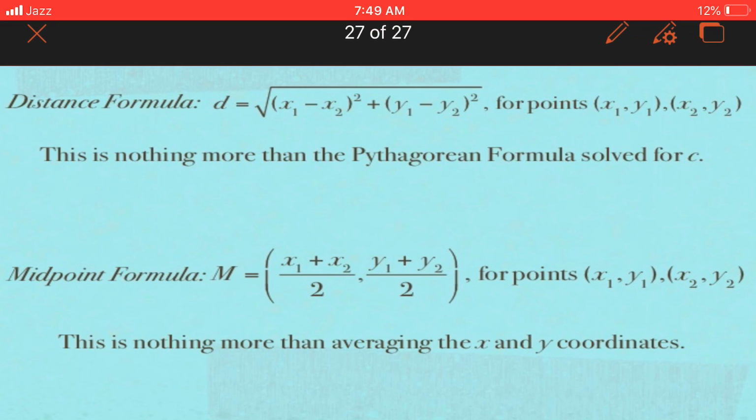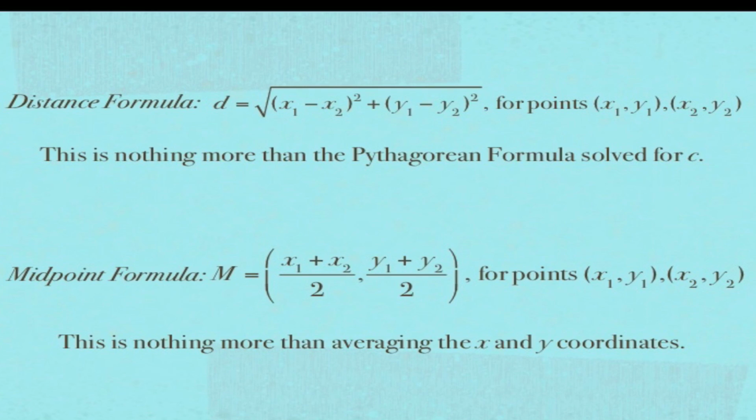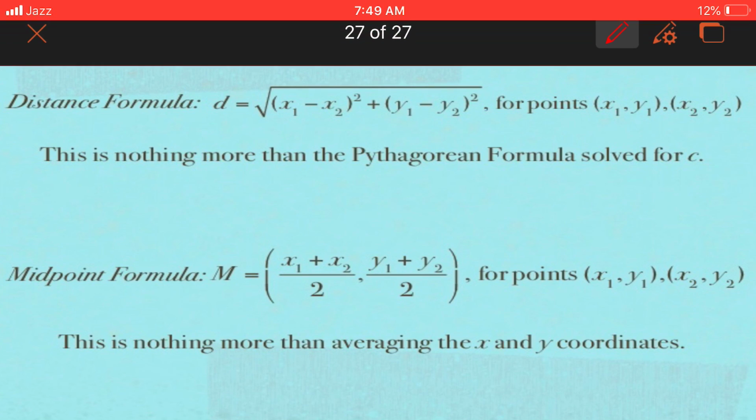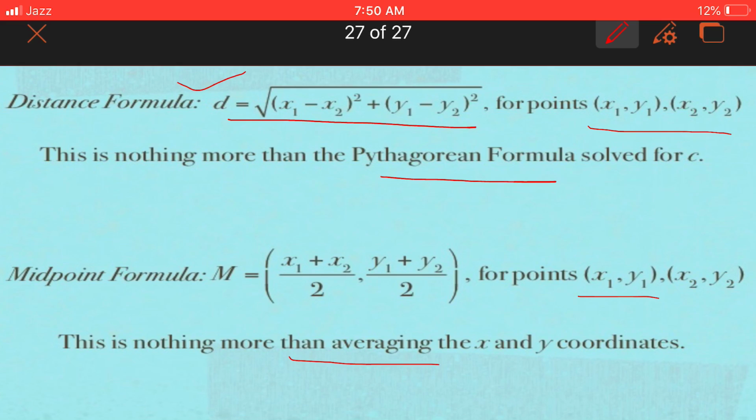Okay, this is the final summary of both the distance formula and the midpoint formula. The distance formula is the square root of (x1 minus x2) whole square plus (y1 minus y2) whole square. If we have two points (x1, y1) and (x2, y2), then we use this distance formula to calculate the distance between them. It is nothing but the Pythagoras formula; basically it is derived from the Pythagoras theorem. Similarly the midpoint formula is nothing but the average between them. If we have two points (x1, y1) and (x2, y2), then the midpoint of the line segment joining these two points will be (x1 plus x2) upon 2 and (y1 plus y2) upon 2.